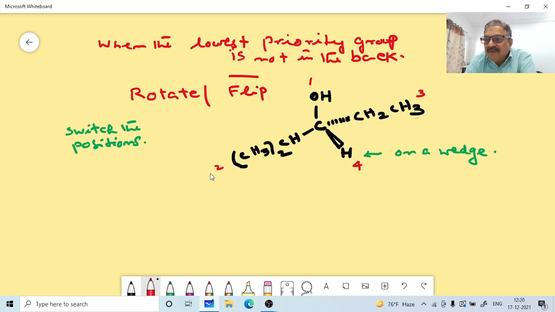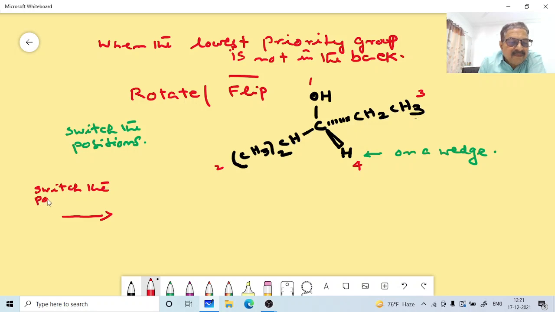Now we have assigned the priorities here. Now what we have to do, we have to switch the positions of 4 and 3. Okay, that is the 4 is in front and 3 is behind. You just switch the positions here. When you are switching the positions of 4 and 3, correct?